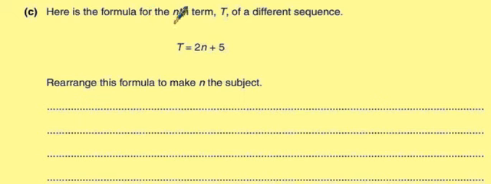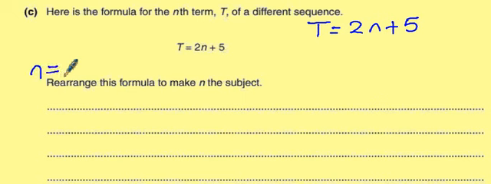Part C. Here is a formula for the nth term t of a different sequence. Now t is equal to 2n plus 5. Rearrange this formula to make n the subject. So t is equal to 2n plus 5. When it says rearrange the formula to make n the subject, we want finally to give an answer that n is equal to something. So we're looking for our formula to start n is equal to something.